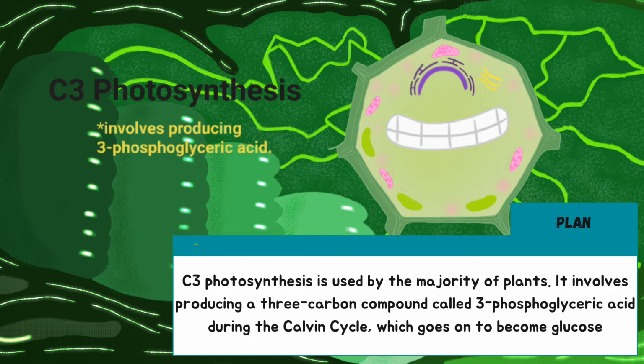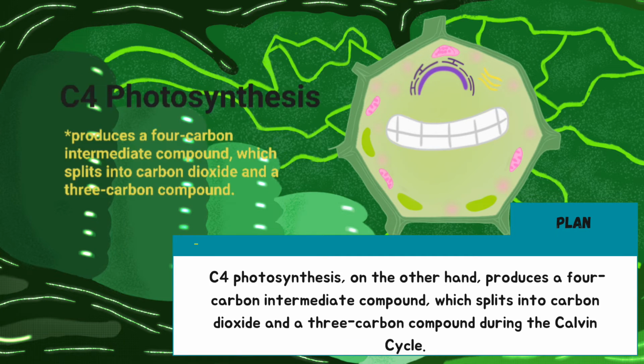C3 photosynthesis is used by the majority of plants. It involves producing a 3-carbon compound called 3-phosphoglyceric acid during the Calvin cycle, which goes on to become glucose. C4 photosynthesis, on the other hand, produces a 4-carbon intermediate compound, which is split into carbon dioxide and a 3-carbon compound during the Calvin cycle.